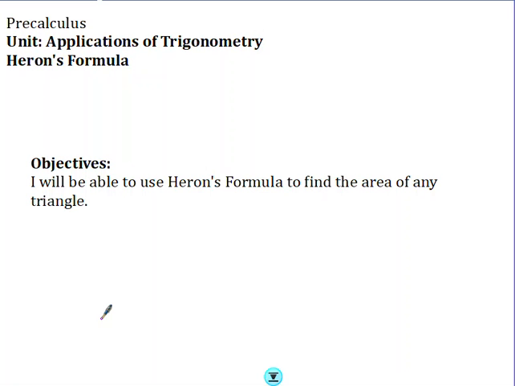Today we are going to talk about Heron's formula. By the end of this video, you should be able to use Heron's formula to find the area of any triangle.